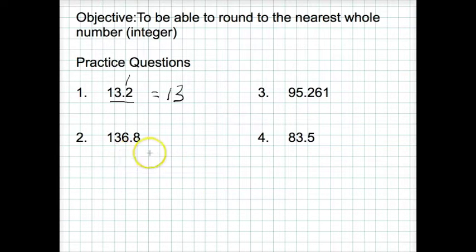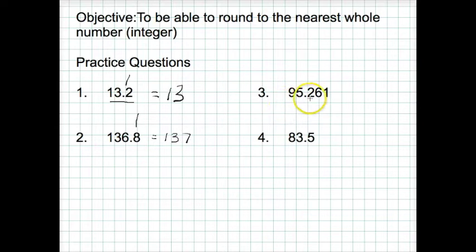Question 2. Exactly the same thing. Look at the number after the decimal point. This number's closer to 10 than what it is to 0. So that means that the number rounds up to the nearest integer. So this one becomes 137.